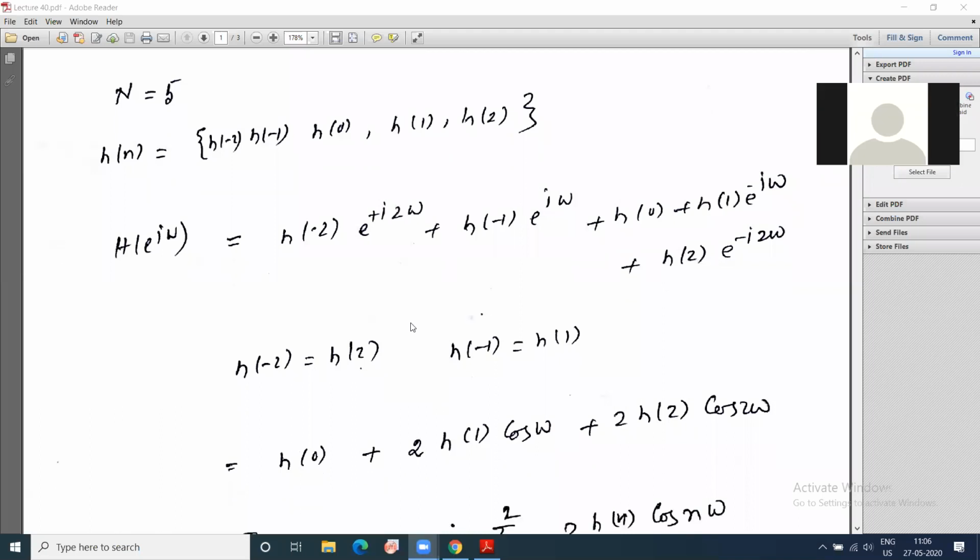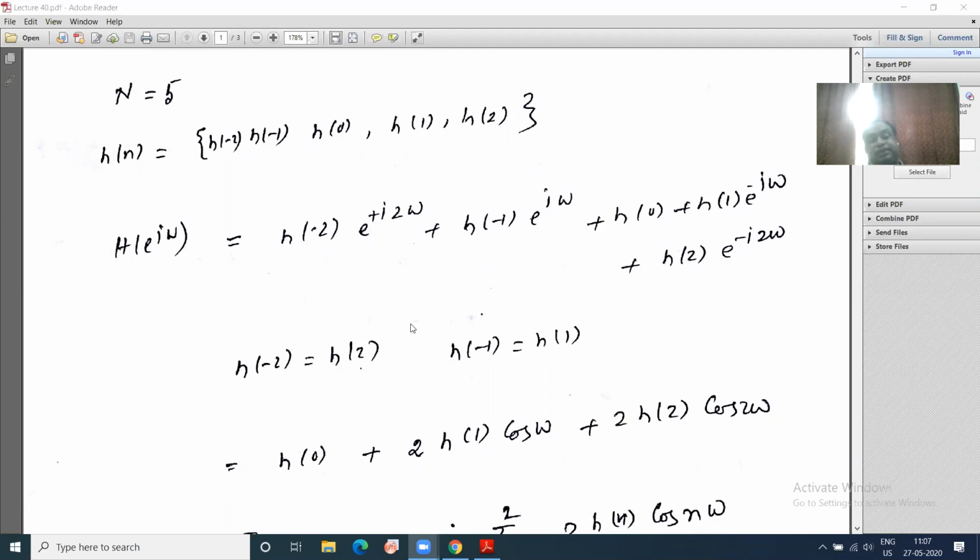Yes, sir. Okay. So write down the design steps for designing a FIR filter. Steps for designing a FIR filter. Step 1. From the given problem, first identify the number of samples, that is N, capital N.